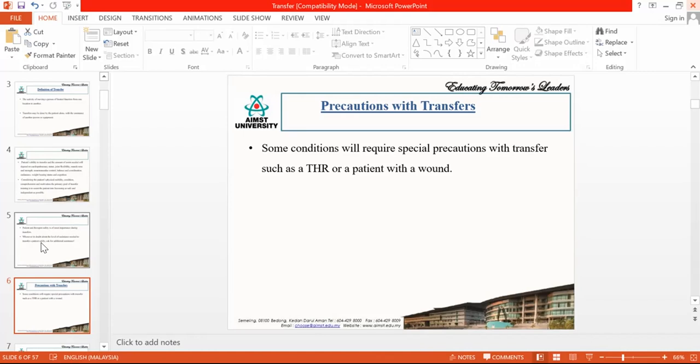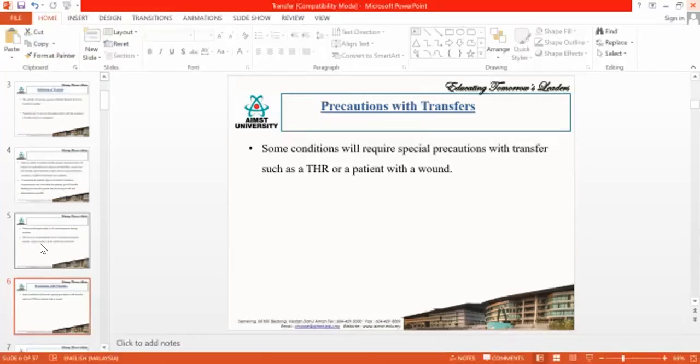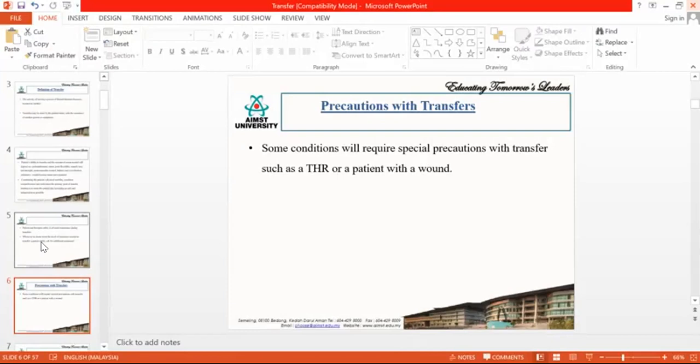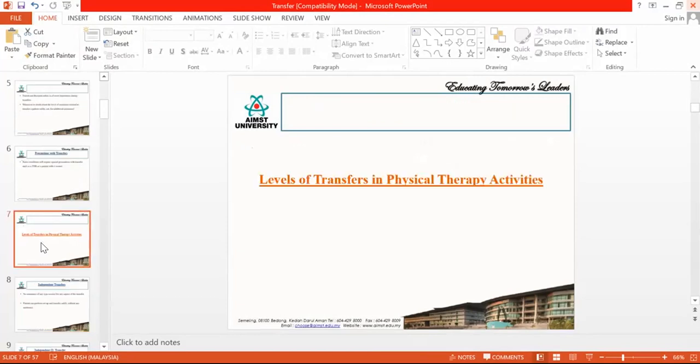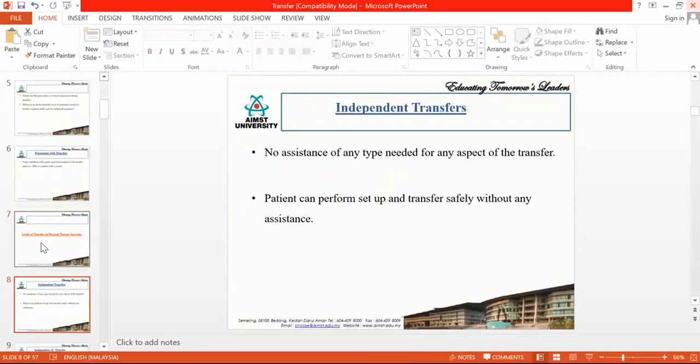Okay, so first thing you need to know is what are the abilities of the patient. Second thing you want to know is what has been done to the patient, and whether there are any special precautions we need to follow when we are transferring the patient. So that one we have to see. Next is what are the levels of transfer available and how to transfer a person.